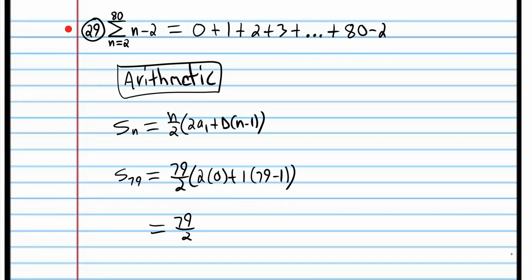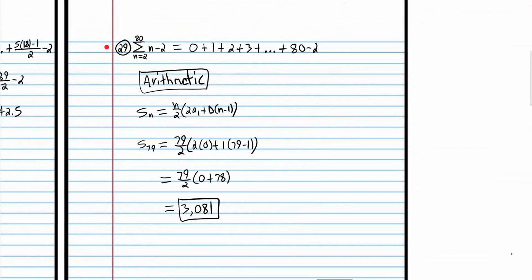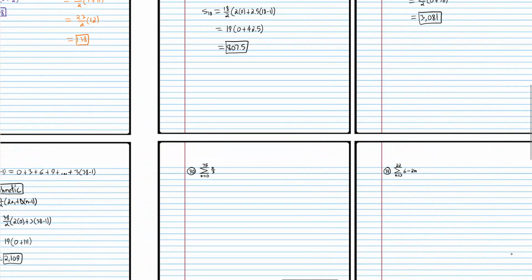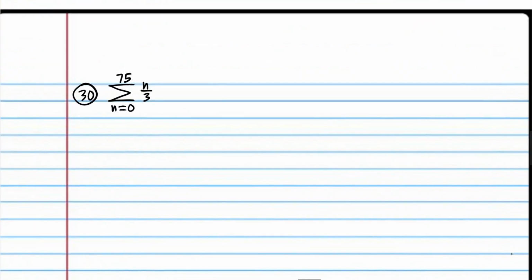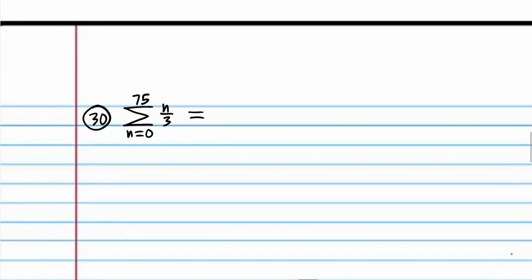So we have 79 over 2 times 0 plus 78, and 78 times 79 divided by 2 is 3081. Okay, so that is a source of confusion. How many terms are there, and what should n be in our sum formulas? That's an issue we have to deal with.